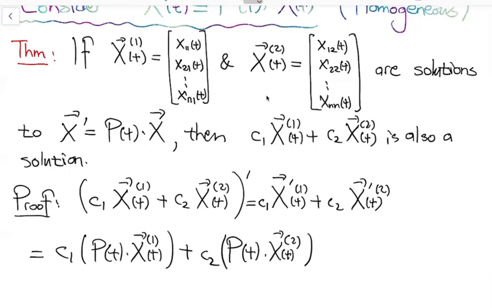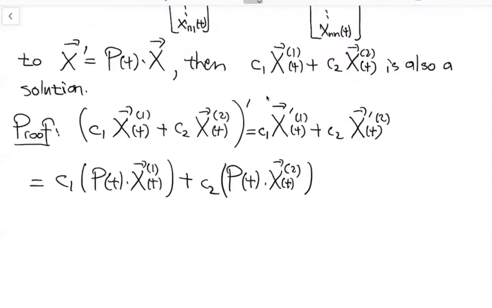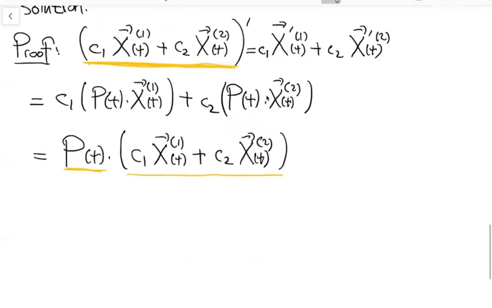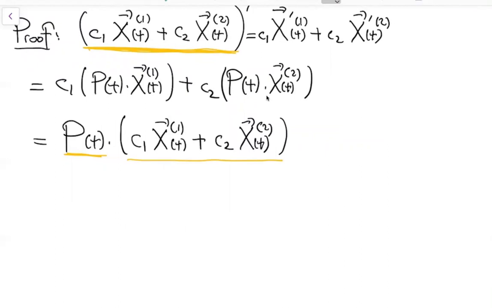But now p(t) is common, so I can factor out p(t). What do I get? C1 times x1 plus C2 times x2. As you can see, I have a vector of functions here, and its derivative is equal to p(t) times itself, which basically satisfies my equation. The derivative must be equal to p times itself. So this is the linear combination. This means if I have some more solutions, I can take their linear combination. If I can do it for 2, I can do it for all of them. If you have tons of solutions, take their linear combinations, and it will satisfy the equation.